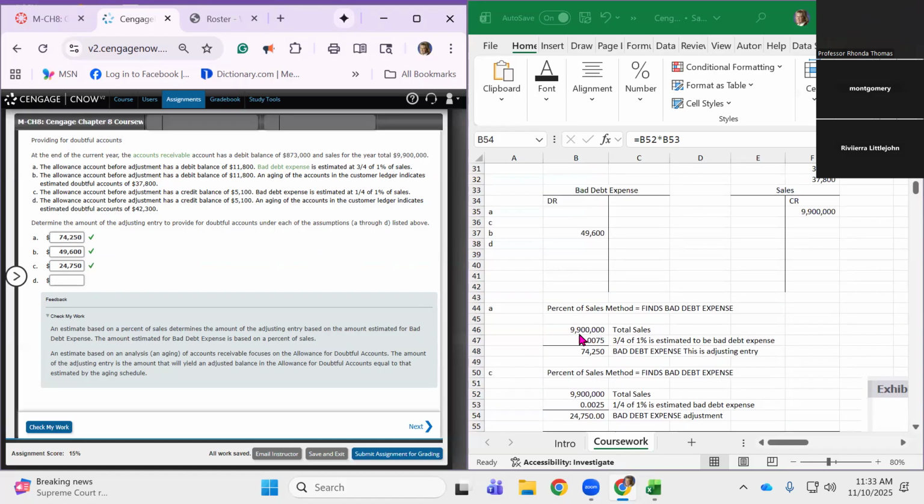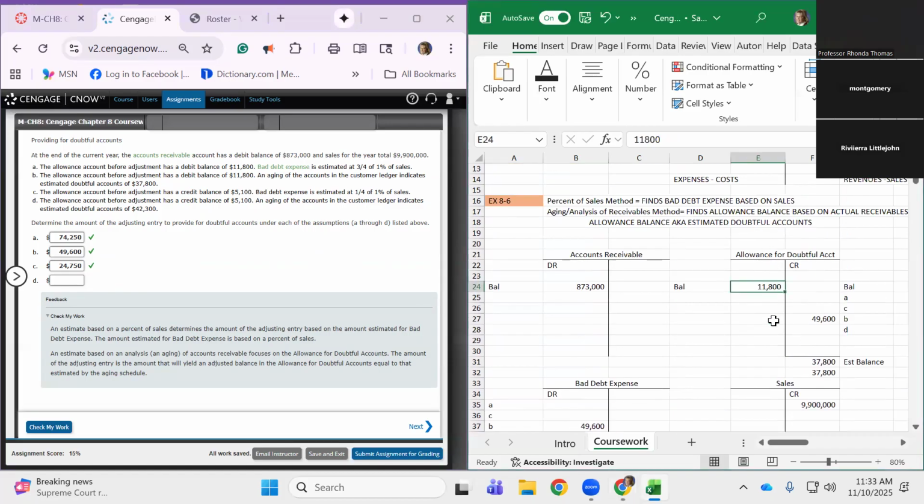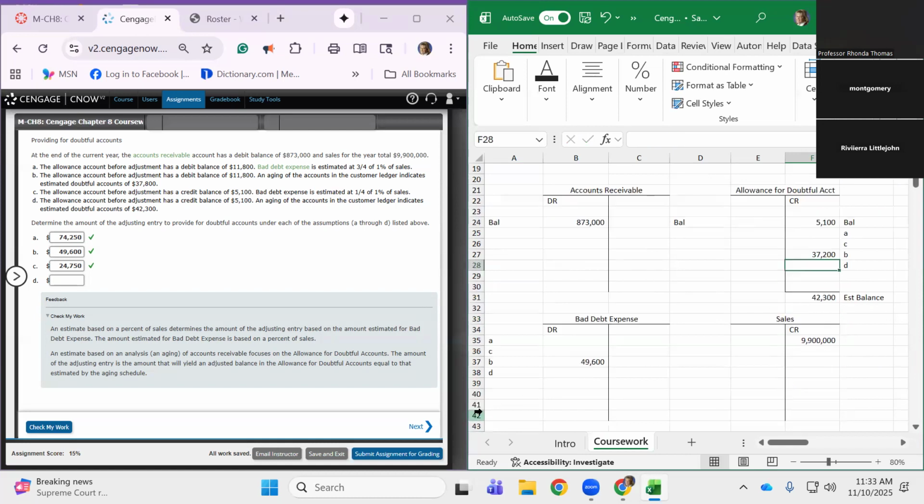Now we're ready for D. Same amount of accounts receivable. D says it has a credit balance of $5,100. So how much is the entry going to be if our balance from aging the receivables says we should have $42,300? This needs to be 42,300 minus what's already sitting here on the credit side. So we're looking at $37,200, and this is going to be D.